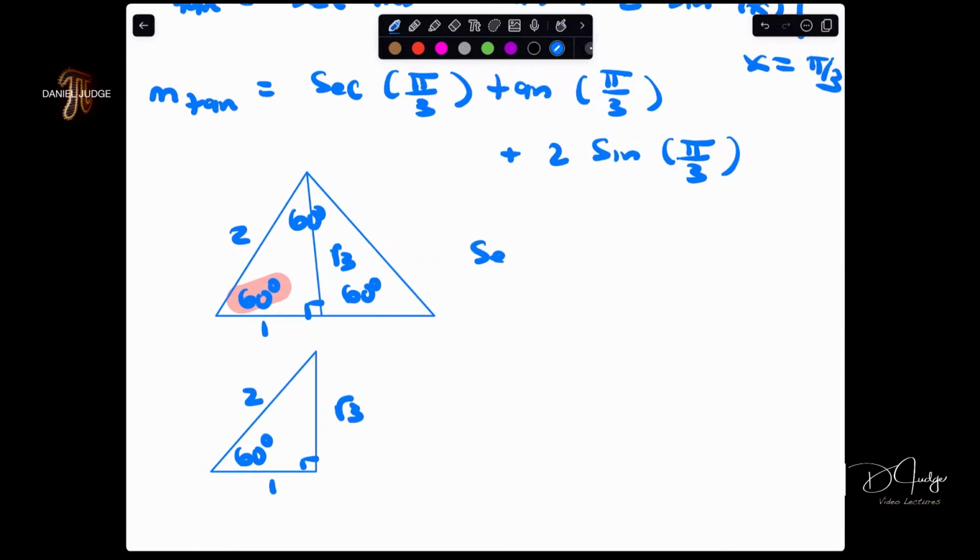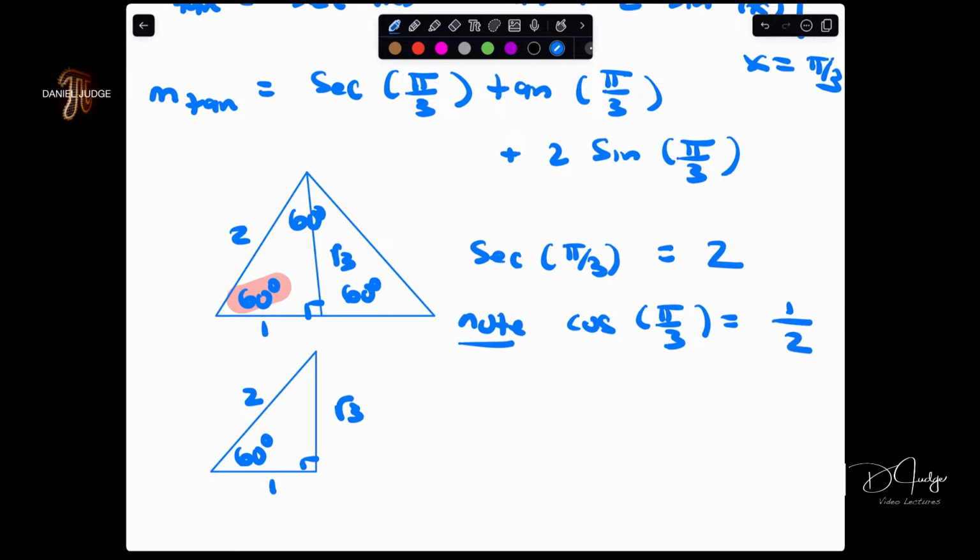So secant is a reciprocal of cosine. Cosine 60, if you guys recall, is 1/2. So secant is the reciprocal, which is 2. Okay, so I just want to note, okay, cosine of 60 is adjacent 1 over hypotenuse. So we're correct. So this will be 2.